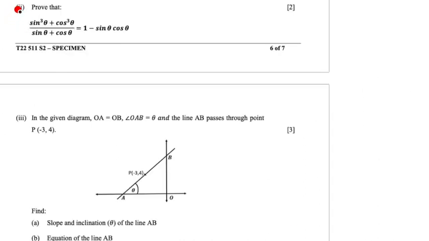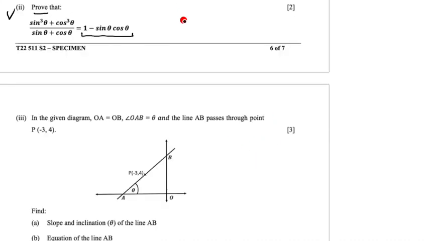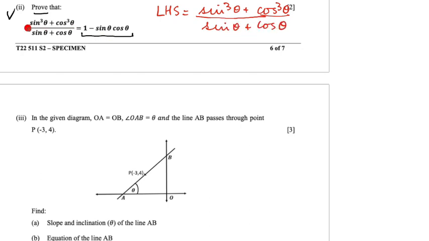Question number 5, second part. Prove that this is equal to 1 minus sine theta cos theta. So let us start with LHS. Your LHS is sine cube theta plus cos cube theta upon sine theta plus cos theta. Now this is more complex, so we are going to simplify this and come to RHS.